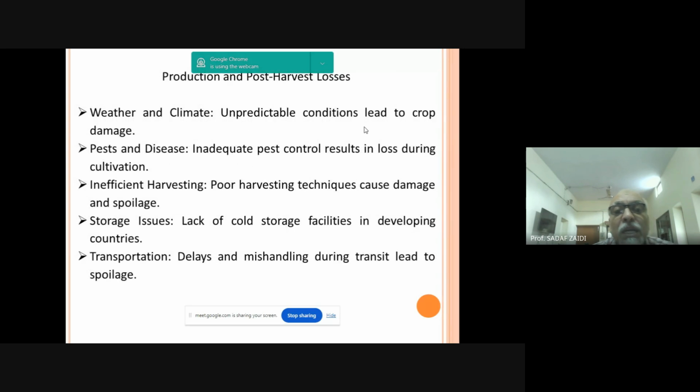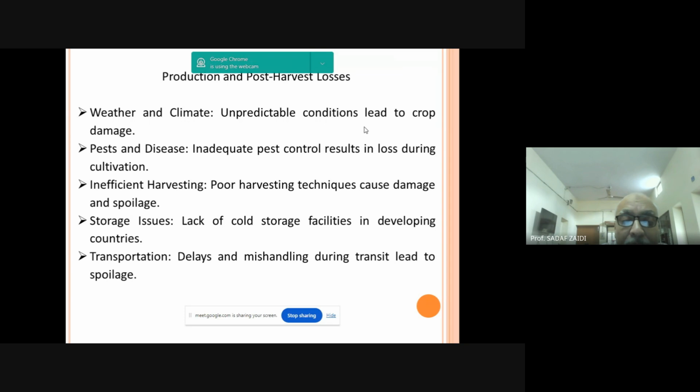Now, production and post-harvest losses means that unpredictable conditions of weather lead to crop damage. Then inadequate pest control results in loss during cultivation. Then poor harvesting techniques cause damage and spoilage. Then storage issues are there, where you have the lack of cold storage facilities, especially in developing countries. And the climate is also not conducive, so you generally need good storage facilities, which are lacking in the developing countries, and they result in the food that goes uneaten.